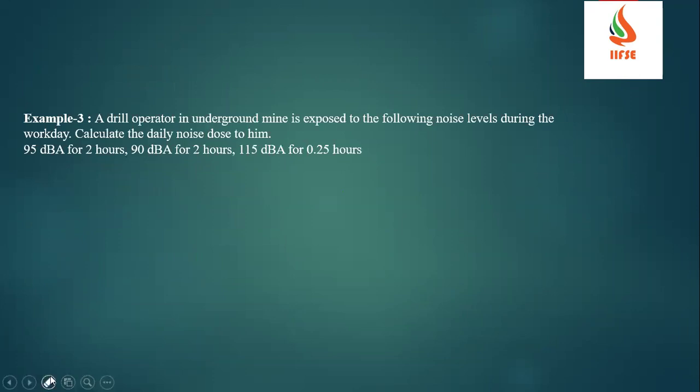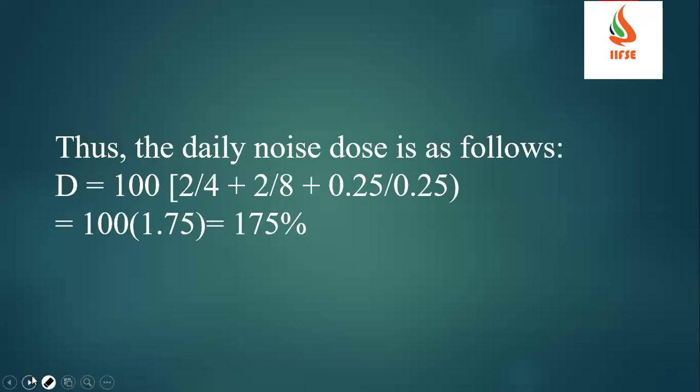So if you see here, a drill operator is exposed to the following noise level during a working day, and we calculate the daily noise dose to him. For example, he is working 95 dB for 2 hours, 90 dB for 2 hours, 115 dB for 0.25 hours, in the sense 15 minutes. So how can we calculate? This is the formula for the daily noise dose.